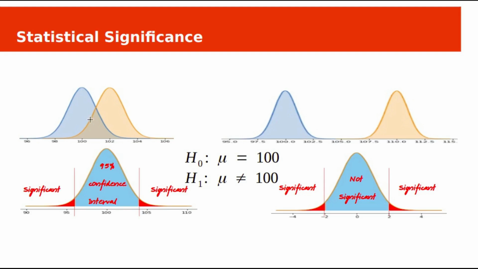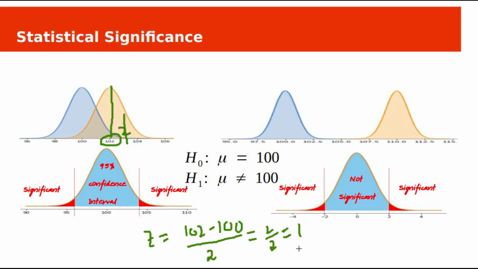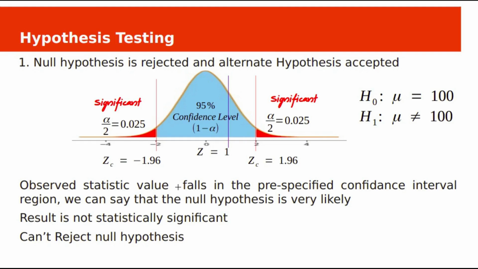Suppose the test group mean score is 102 and the standard deviation is 2. Convert this into a Z score. It will be 1 somewhere here. This is the observed Z value. In the standard normal distribution, for the 95% confidence interval, the Z scores are minus 1.96 and the upper bound value is 1.96, and the calculated Z statistic is 1. It will fall somewhere here, this blue line.